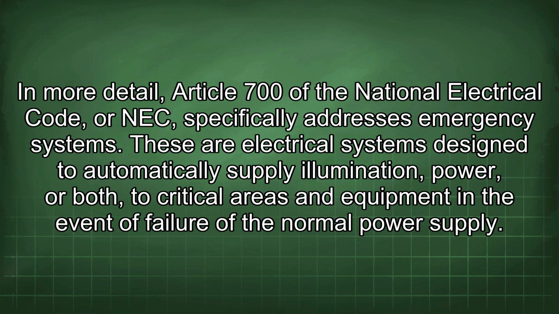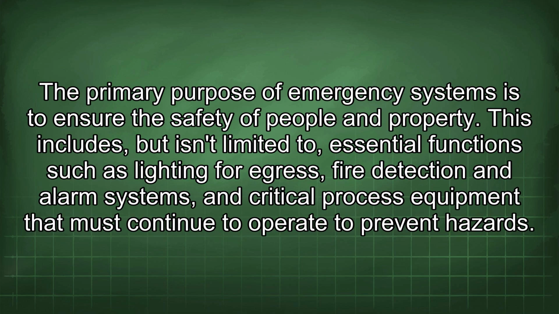In more detail, Article 700 of the National Electrical Code, or NEC, specifically addresses emergency systems. These are electrical systems designed to automatically supply illumination, power, or both, to critical areas and equipment in the event of failure of the normal power supply. The primary purpose of emergency systems is to ensure the safety of people and property. This includes, but isn't limited to, essential functions such as lighting for egress, fire detection and alarm systems, and critical process equipment that must continue to operate to prevent hazards.